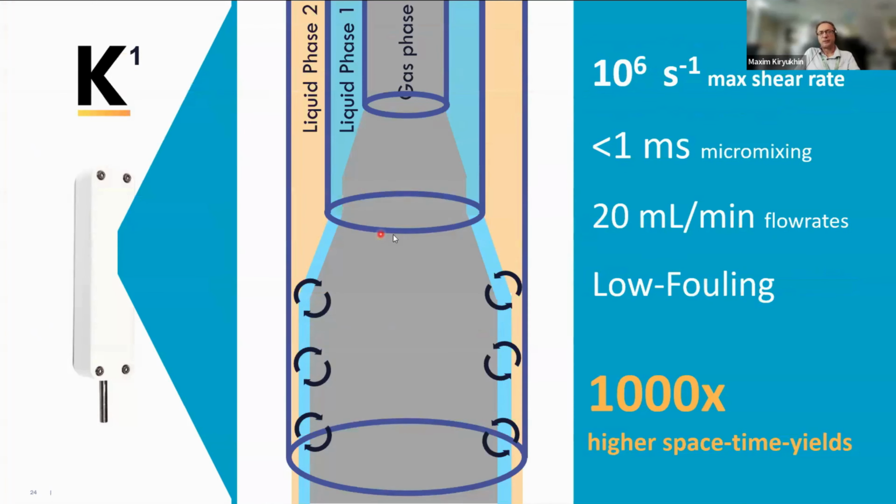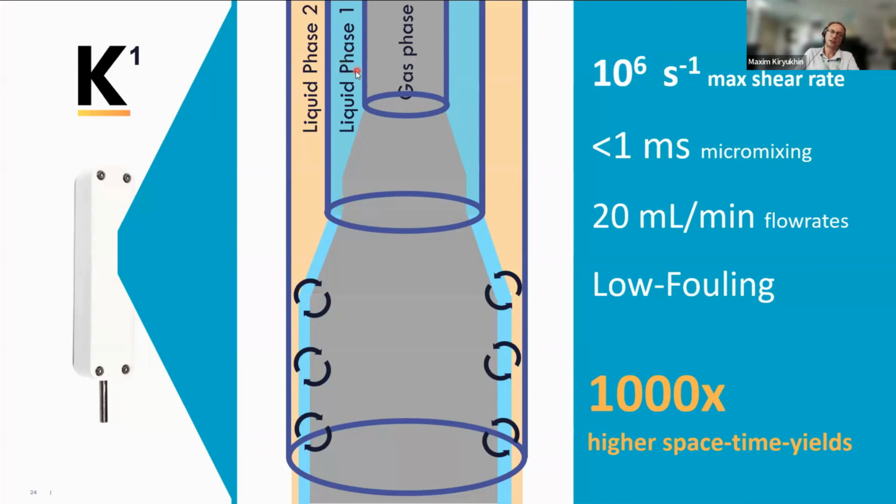This is just a brief schematic of our K1 reactor. For those who hear this for the first time, it can be quite useful. The reactors have this design: tube in tube in tube. In the first central tube, we supply pressurized air or other gas. And in the other two tubes, we pump in the liquids.